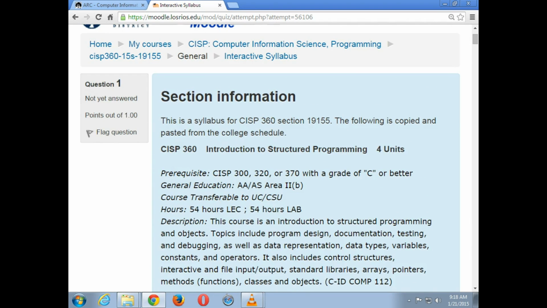The first part talks about this particular section of CISP 360. How many sections do we have at ARC? Is it like 4, 5 sections of CISP 360? Or 3? Yeah. 5? 4? Okay. We used to only have 2. Okay, so we have already doubled the offering of CISP 360.